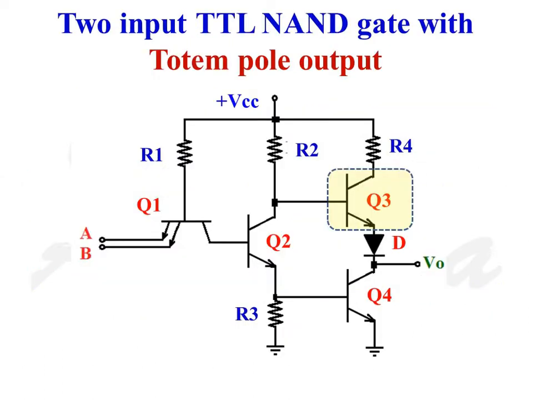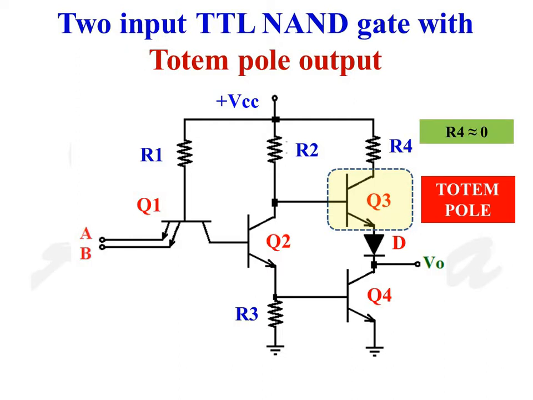Let us consider the 2-input TTL NAND gate with totem pole output. Compared to the diagram of a standard TTL NAND gate, here in this circuit there is one transistor Q3 and one diode D added extra. So this is the totem pole transistor. Usually the value of resistance R4 is very small.